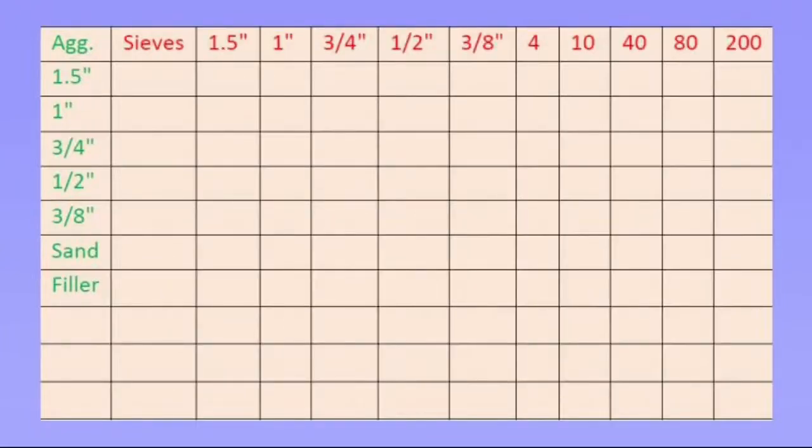Now make an Excel sheet on your computer. Write all aggregate sizes in the left column. Write all sieve sizes on the top. Then put the passing percentage of all aggregates one by one.